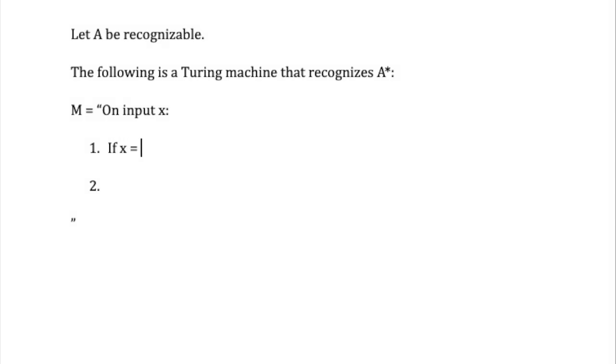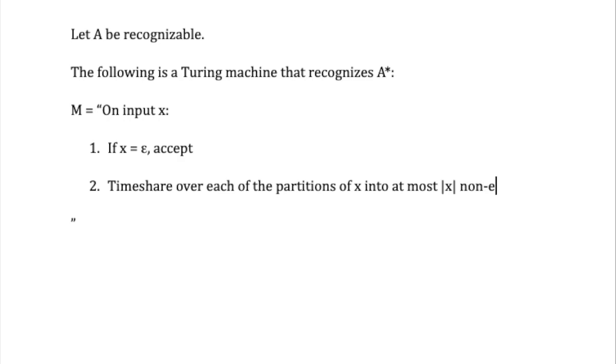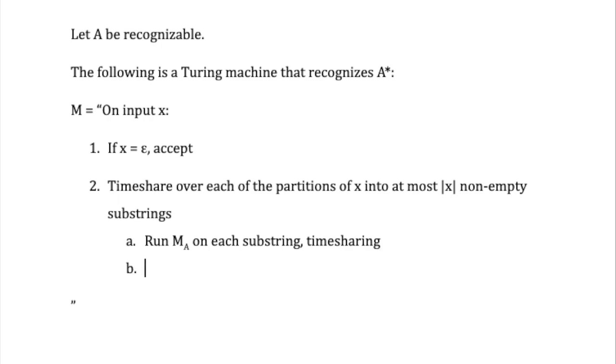The first thing we need to do is deal with the empty string case. So accept if length is 0. Then we're just going to use that fun little word timeshare and split the string into, at most, the length of x non-empty substrings, as in the substrings have minimum length of 1, and timeshare across each of the substrings for each partition. And if on any partition, the original recognizer accepts every substring, then we accept overall.